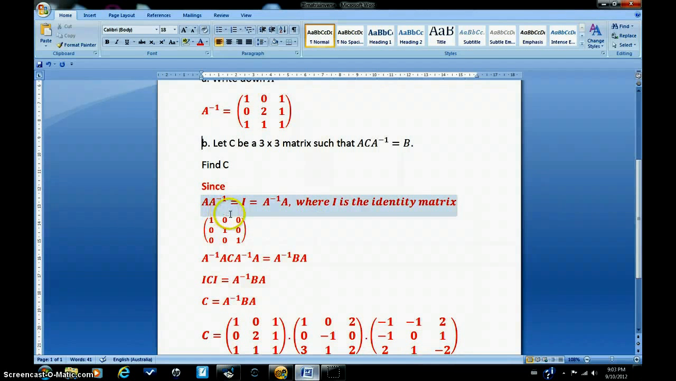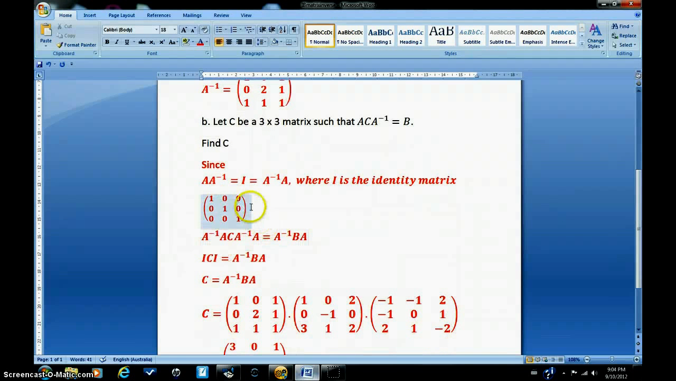Well, we can use this property that A multiplied by its inverse will give the identity. Remember, the identity for a 3 by 3 matrix is a matrix where all the numbers on the leading diagonal are 1 and all the other numbers are 0. And if you multiply any matrix by its identity, you'll get that same matrix again.